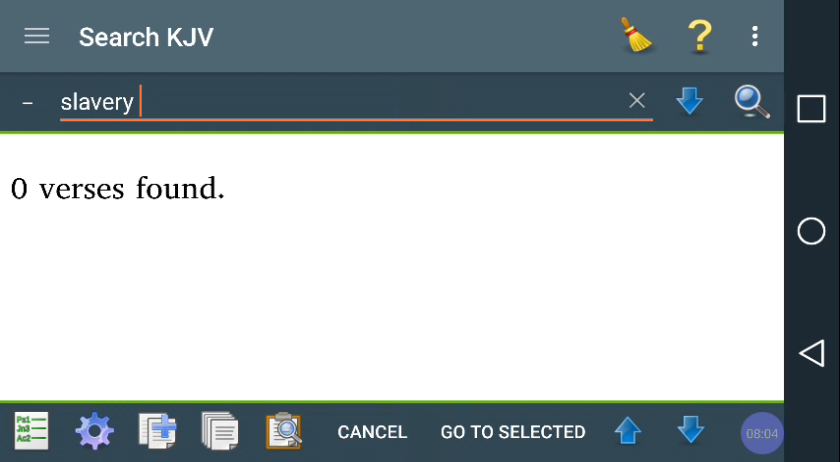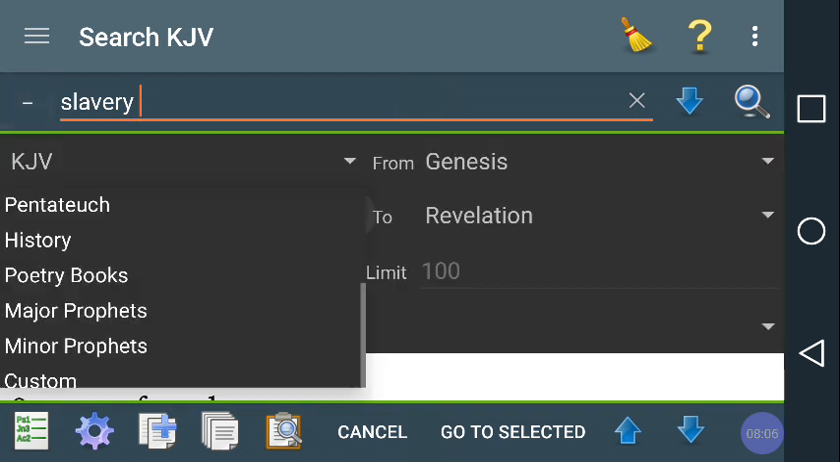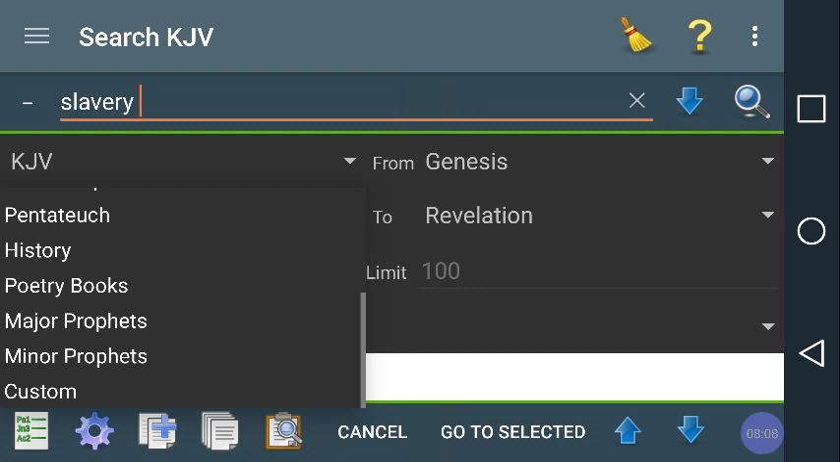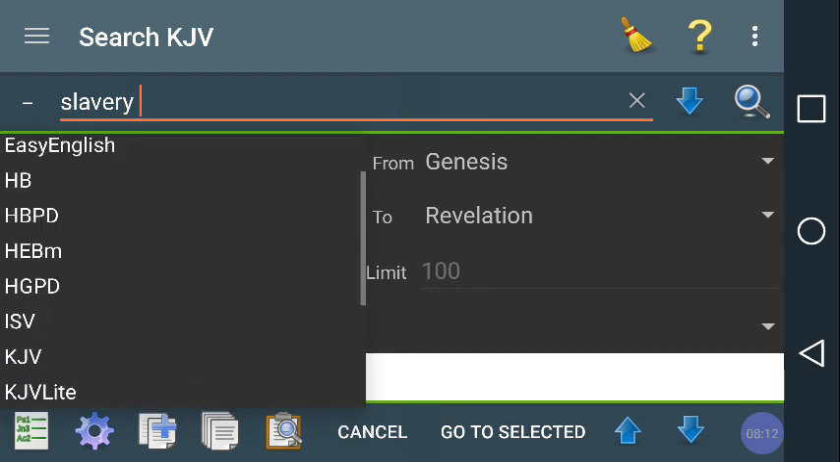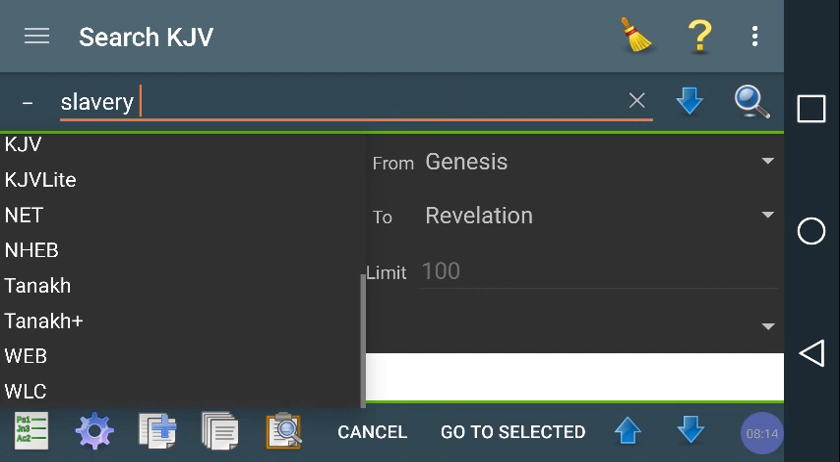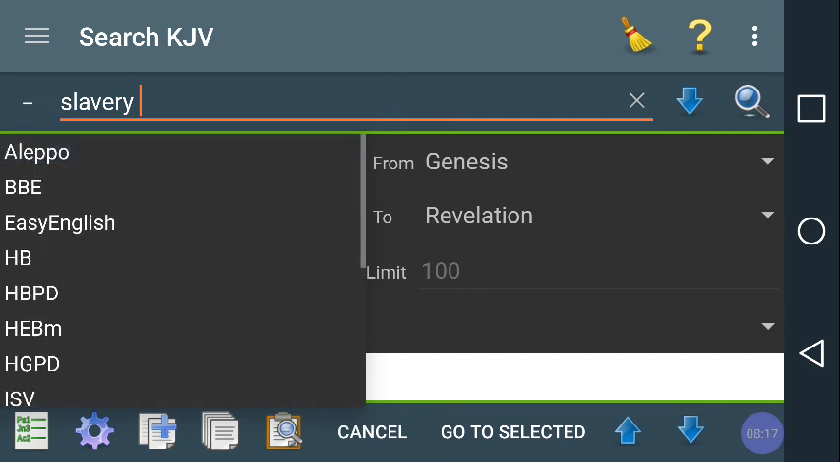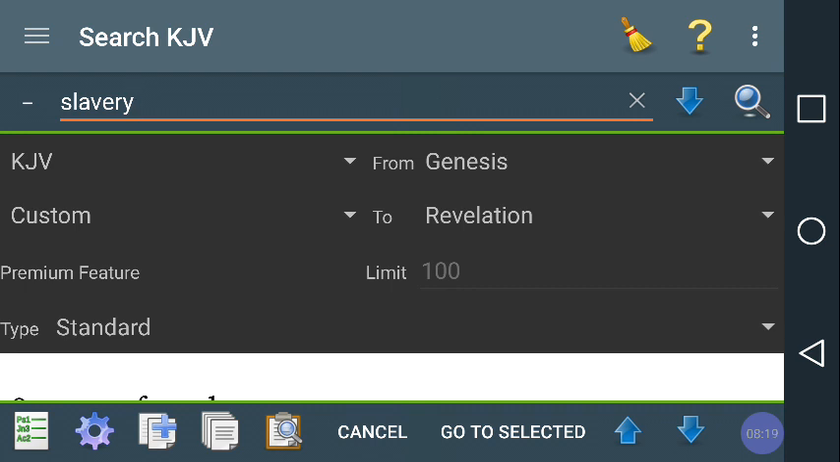No slavery in the Bible. Now let's do this here. I don't know if this can do this like this right here. Maybe we can go to some of the compare versions right here. No, they don't give us the compare version right here. But there's no slavery in the Bible in the King James Version of the Bible.